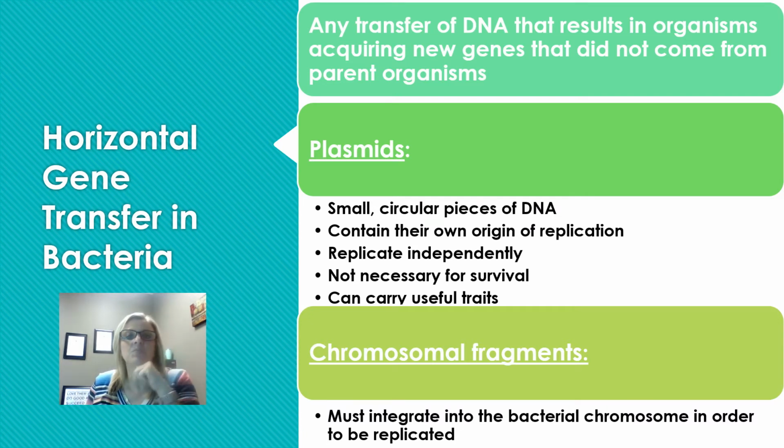This usually involves plasmid DNA or chromosome fragments, little pieces of chromosomes. Remember, plasmids are that circular DNA. They have their own origin of replication, so they can be copied or replicated independently of the bacteria's normal chromosome. These usually only have a few dozen genes. They can carry, again, those useful traits like antibiotic resistance. Even chromosome fragments from a bacterial cell that has undergone lysis or rupturing can be involved in gene transfer. So even if you destroy that particular plasmid, sometimes those genes can still be copied.